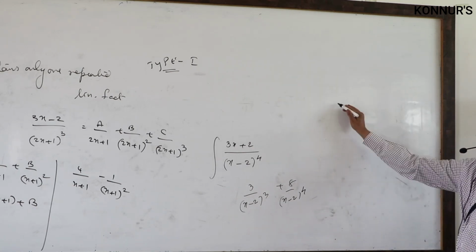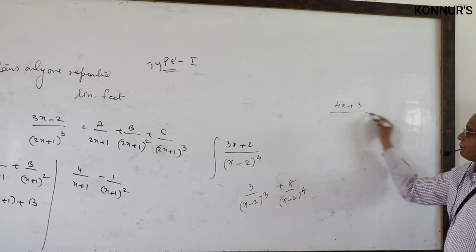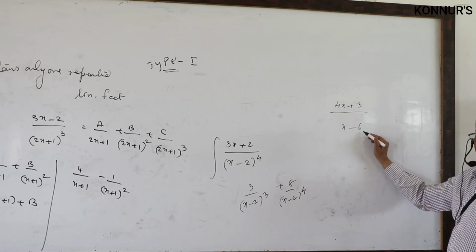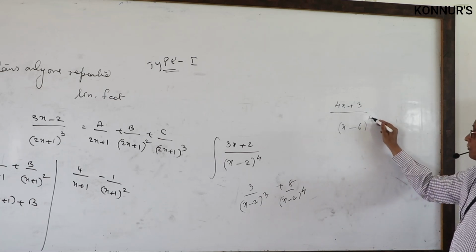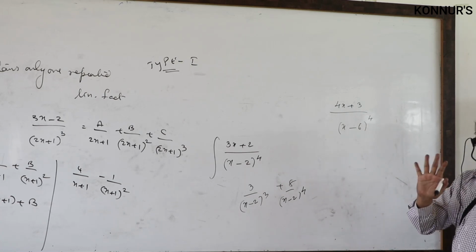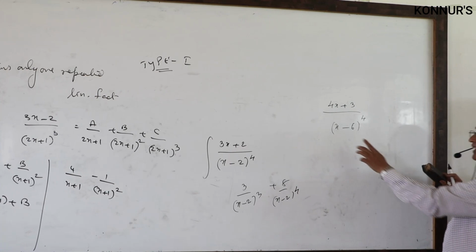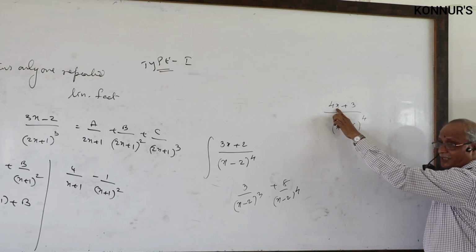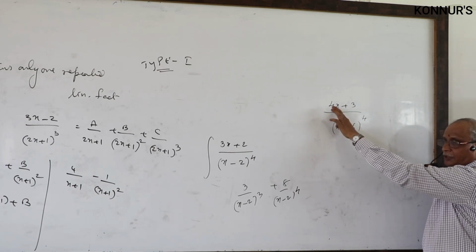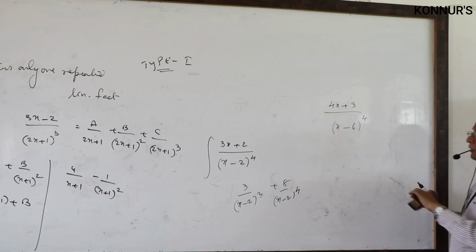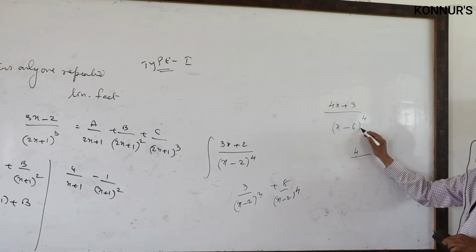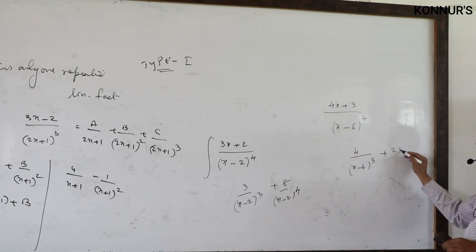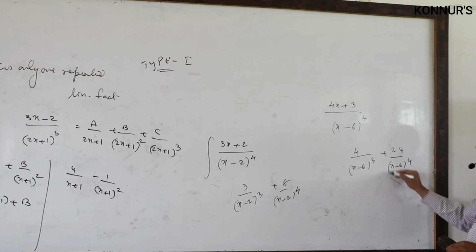How will you get the answer for (4x plus 3) by (x minus 6) whole power 4? Four constants. Then what we do? x minus 6 equal to y, x equal to y plus 6. When x is y plus 6, multiply: 4y plus 24 plus 3, that is 27, by y power 4. Split the denominator: 4 by y cubed, and 27 by y power 4. Answer is finished.